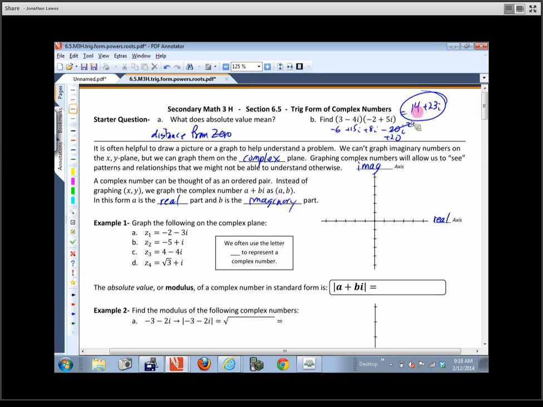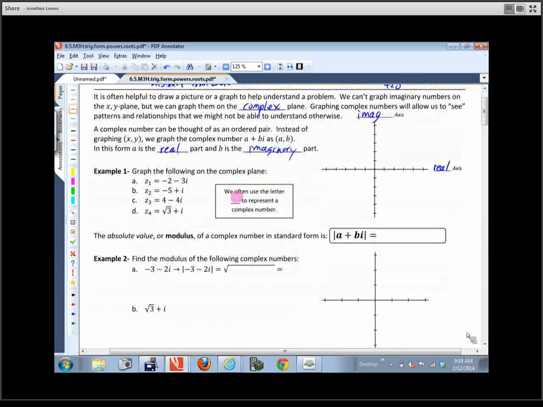So when I'm looking at a number like 14 plus 23i, if I say what's the real part, you should say 14. If I say what's the imaginary part, you just say positive 23. You don't need to say 23i because we already know it's imaginary. We just stated it was imaginary. Okay? So there are lots of times where we use the letter Z to represent a complex number.